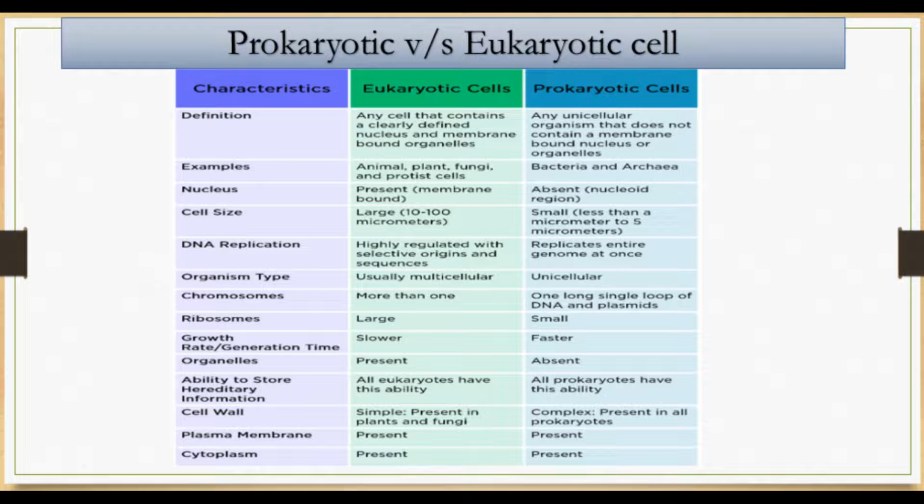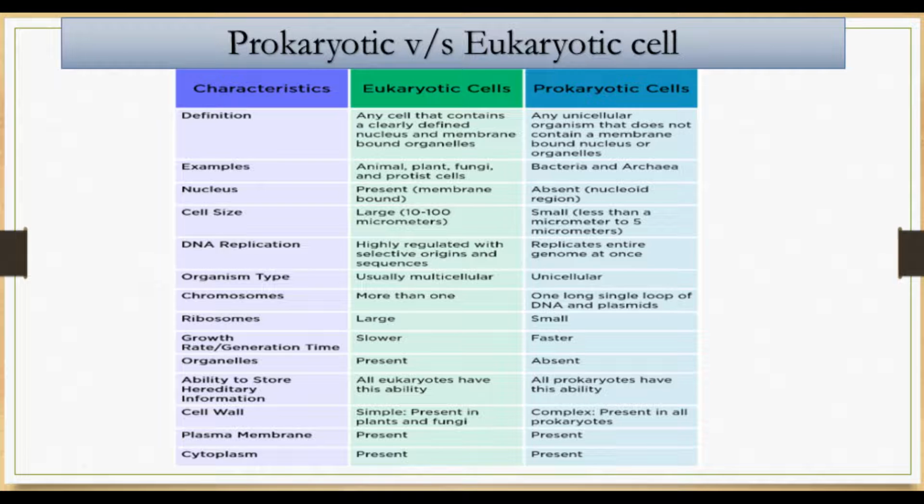DNA replication is highly regulated, with selective origins and sequences, in case of eukaryotes, while in prokaryotes it replicates the entire genome at a time. Now the organism size type, that is, whether they are uni- or multicellular. Unicellular are in case of prokaryotes and multicellular in case of eukaryotes.